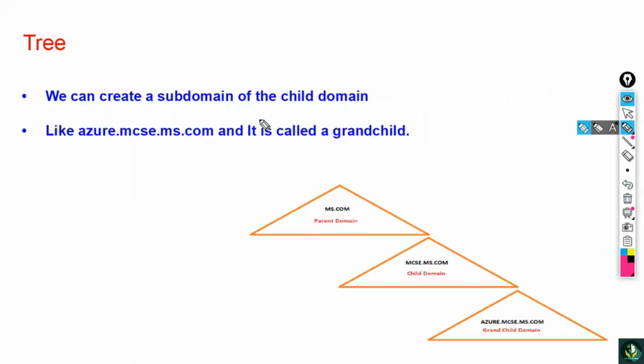We can create a subdomain of a child domain. So guys, mcsc.ms.com is called the child domain of ms.com. ms.com is called the parent domain. mcsc.ms.com is called the child domain, and we can create a subdomain of this child domain as well. We can create a subdomain of the child domain like azure.mcsc.ms.com, and it is called a grandchild. It is the grandchild of ms.com.